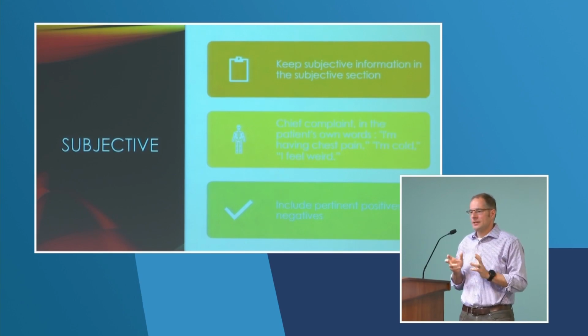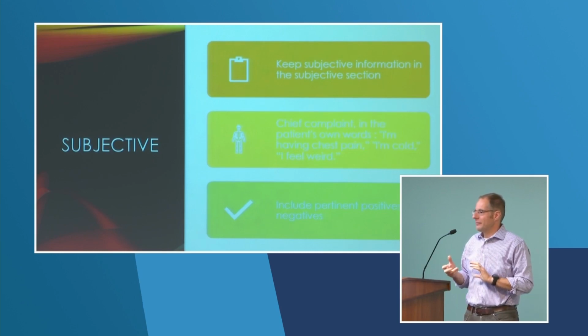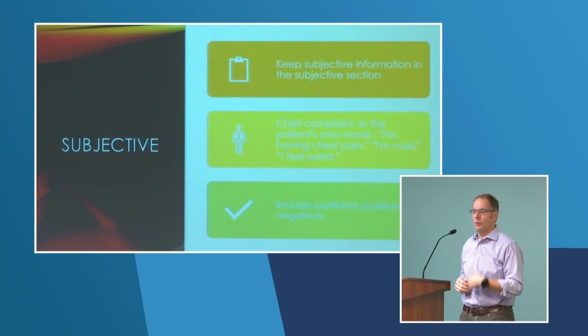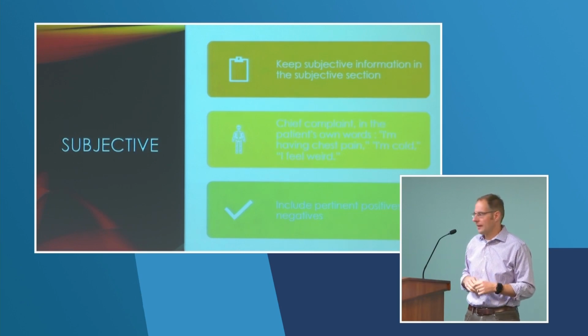And then this is your chance to include the pertinent positives and negatives. This is something that the electronic chart doesn't do a really good job of capturing. But if you're seeing someone with chest pain who doesn't have nausea, doesn't have diaphoresis, those are all really key points. And the subjective information is the key place to get that.